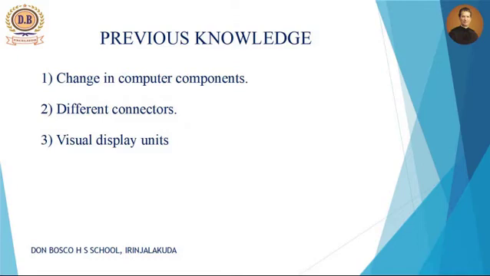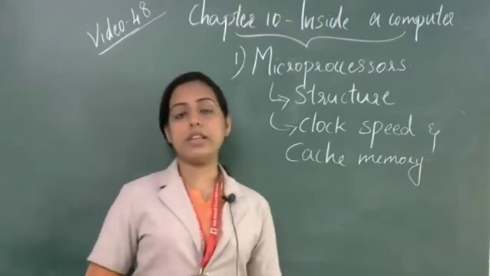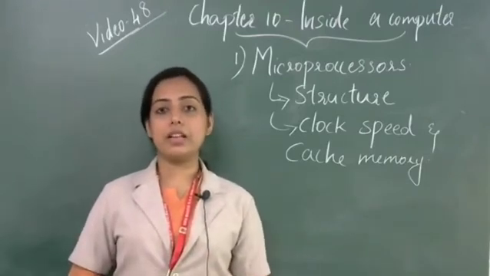And the last topic was the different monitors, visual display units, that we are using today. Three kinds of monitors we discussed. One is CRT monitor, then TFT and LCD monitors, then LED and OLED monitors. Hope you all remember all those activities that we discussed in the previous class.